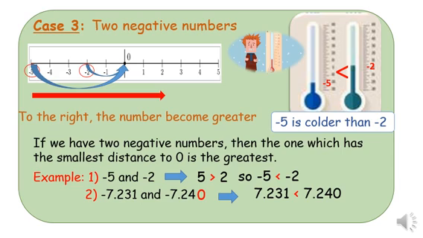7.231 is smaller than 7.240. So the distance from -7.231 is the smallest to 0. So -7.231 is greater than -7.24.